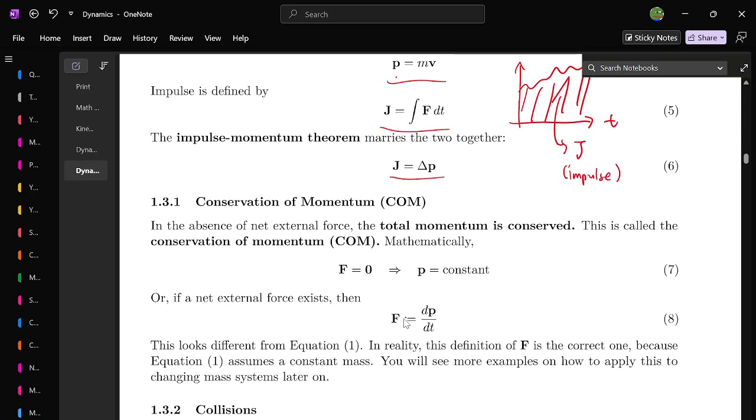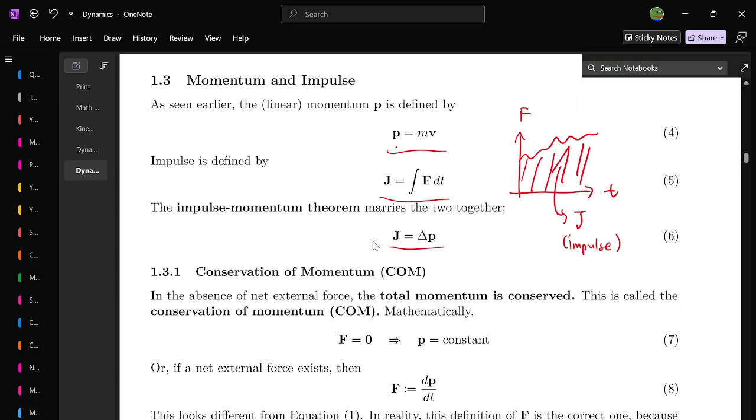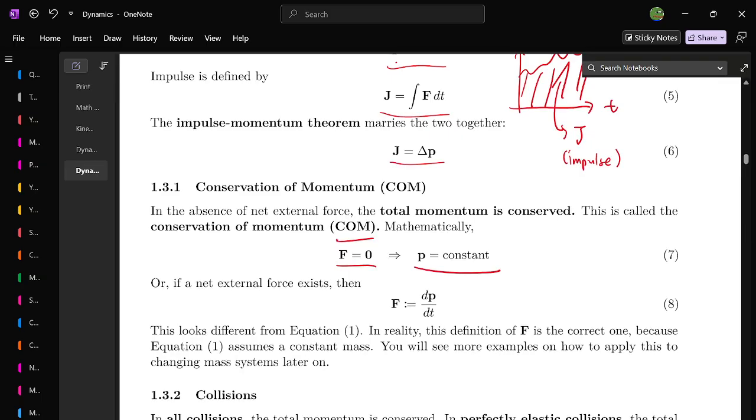Okay, so the first concept is the conservation of momentum. When there's no external force, your total momentum is conserved. We usually just call it the COM, so when we deal with equations, you might see me just say COM, and I'm referring to the conservation of momentum. So what this means is that if F equals 0, P equals constant. Or if you have a net external force, if your F is non-zero, then we relate these two using F equals dp/dt.